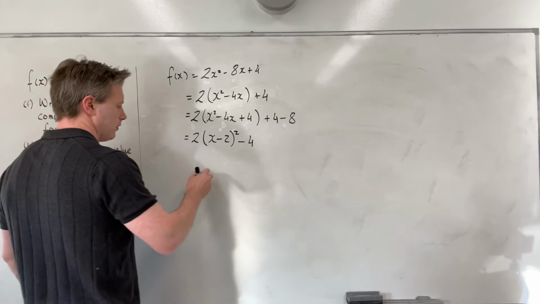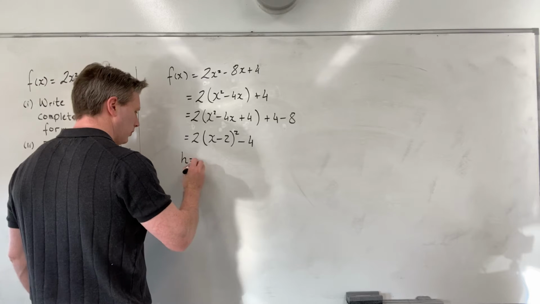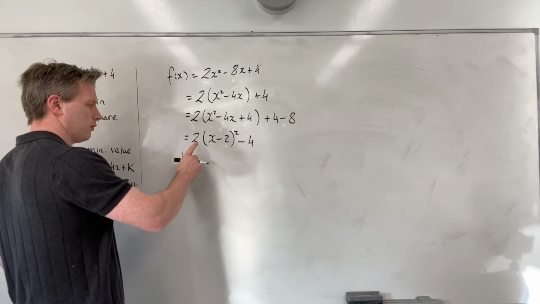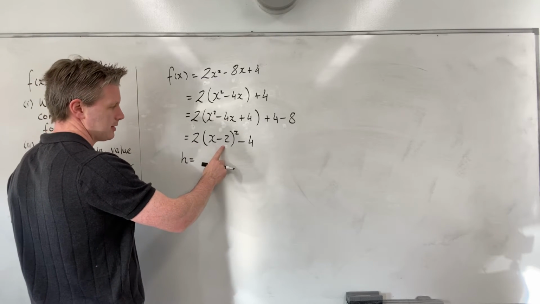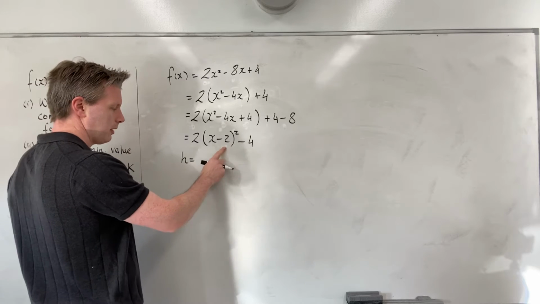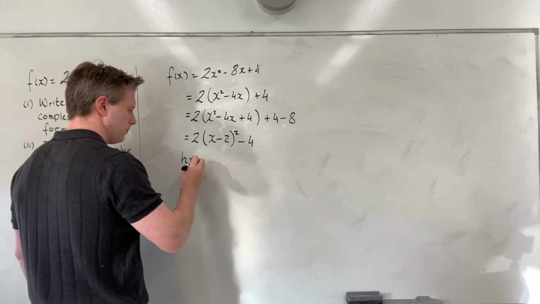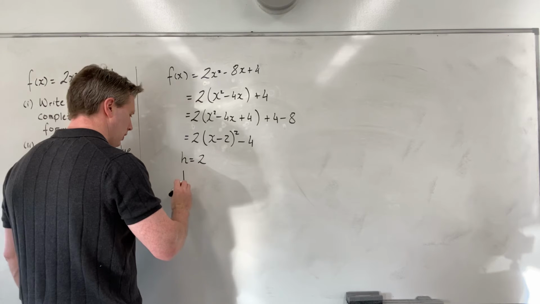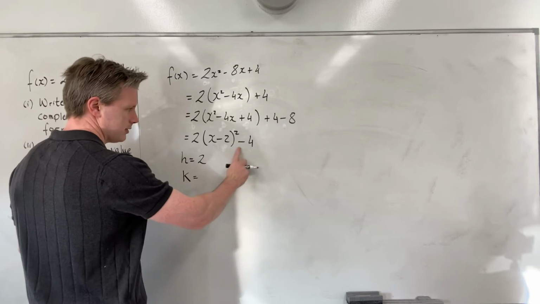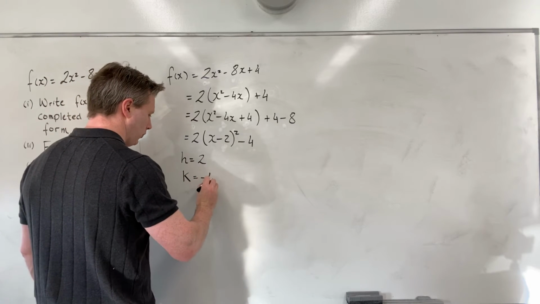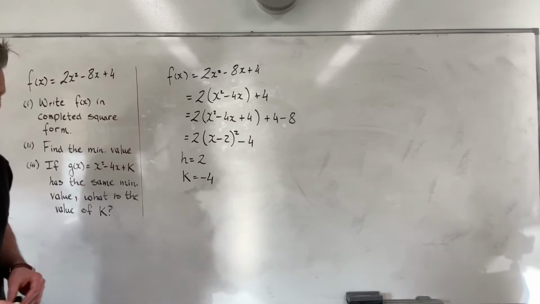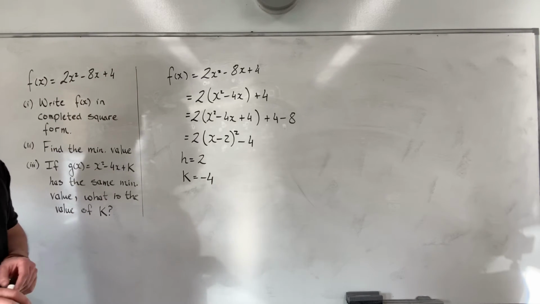My value of h, which is this number here, we're in the form a times x minus h squared plus k. So my h value is 2. And my k value is this term here at the end. That's minus 4. And that's my vertex. My vertex is 2, negative 4.